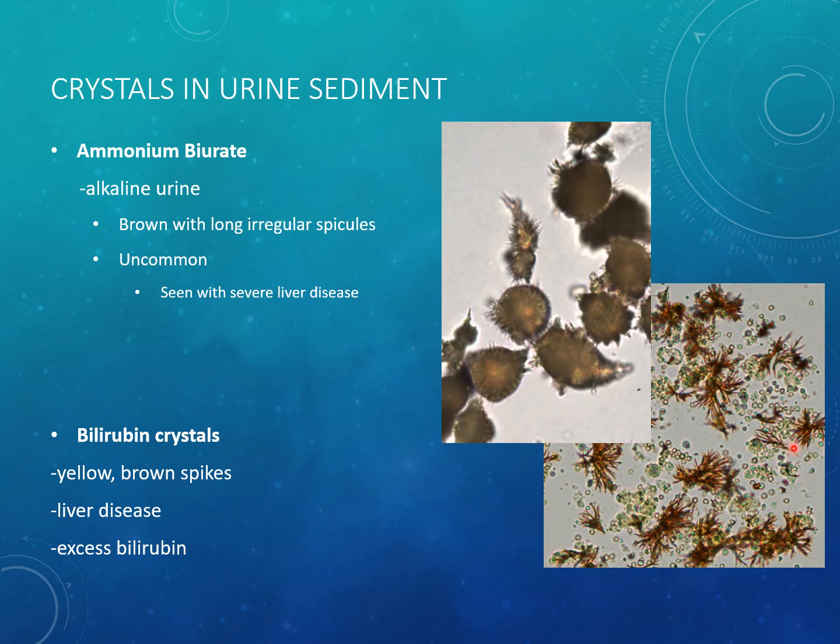The other crystals I want to discuss are the bilirubin crystals, which are similar looking. These are also yellow to brown, but they look more like bundles of little needles with spikes on them. These also can be related to liver disease, right? Because of bilirubin. Whenever there's excess bilirubin in the blood, you may see bilirubin crystals in the urine, and also the urine would be positive for bilirubin.